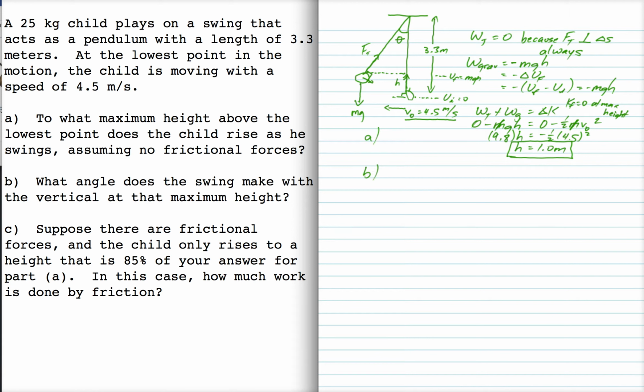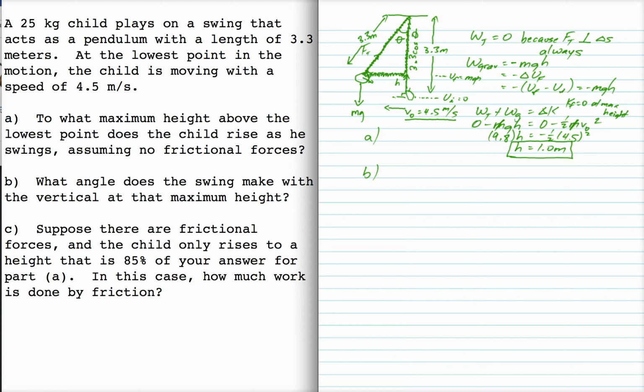Part B, what angle does the swing make with the vertical at that point? Well, let's go back to our diagram. The 3.3 meters is equal to the length here. I want to note here that the length of this side here is also 3.3 meters, right? The pendulum is 3.3 meters, whether or not it makes an angle with the vertical. But if I look at this triangle here, so let me denote another triangle. Okay, the hypotenuse of that triangle is 3.3, and this adjacent side is 3.3 cosine theta.